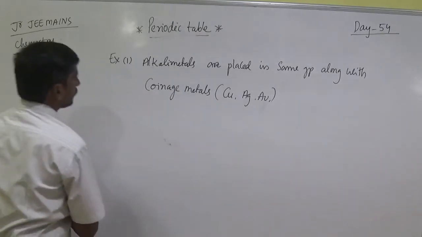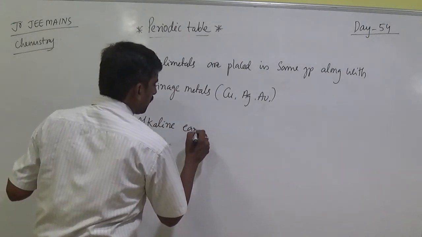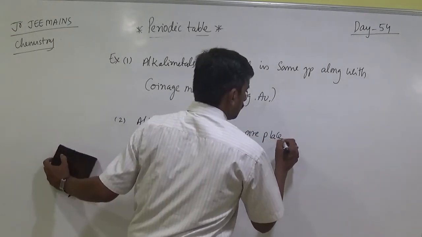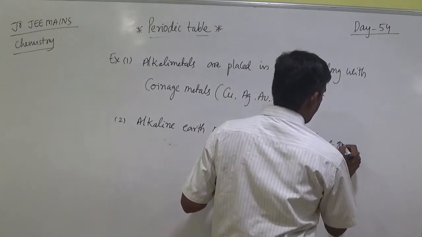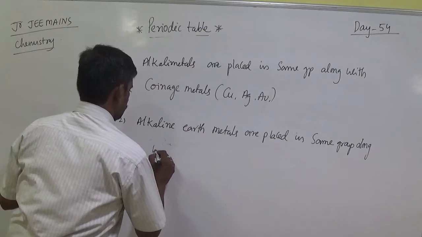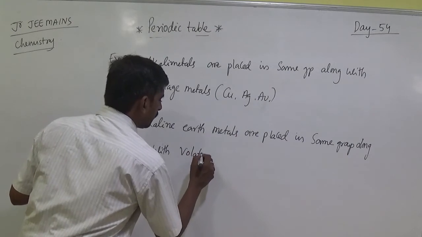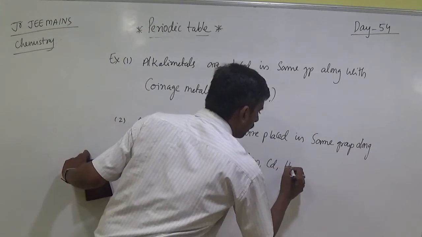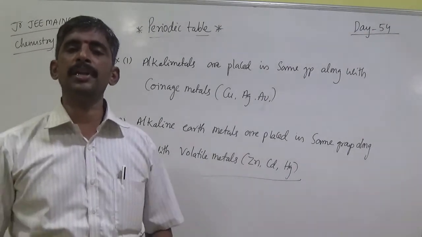And the second one is alkaline earth metals are placed in the same group along with volatile metals. Volatile metals means zinc, cadmium and mercury. So these are the main important points in the Mendeleev periodic table.